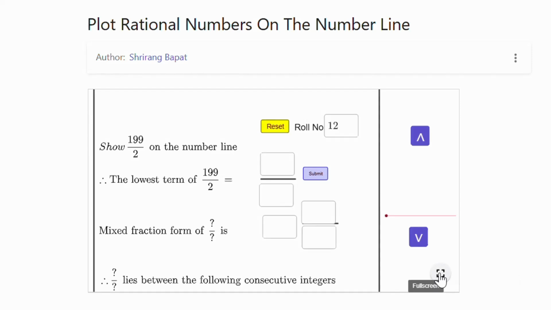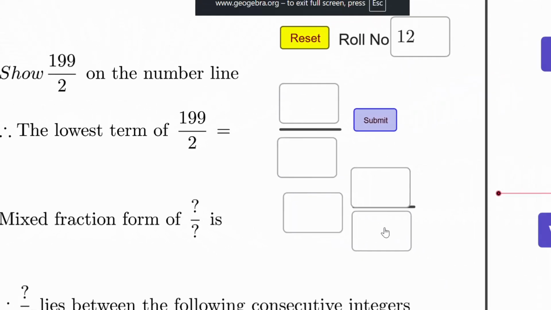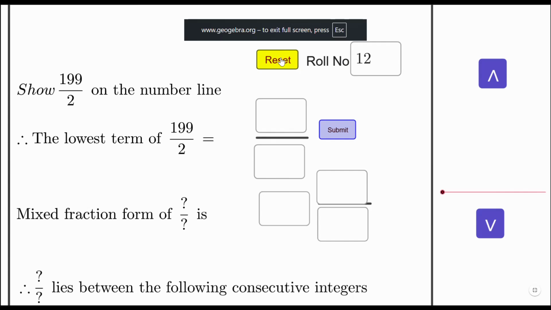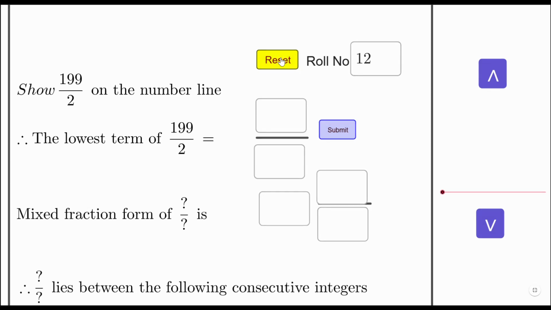First, press this full screen button, then press reset button, then write your roll number. So now we'll plot 160 upon 6 on number line.